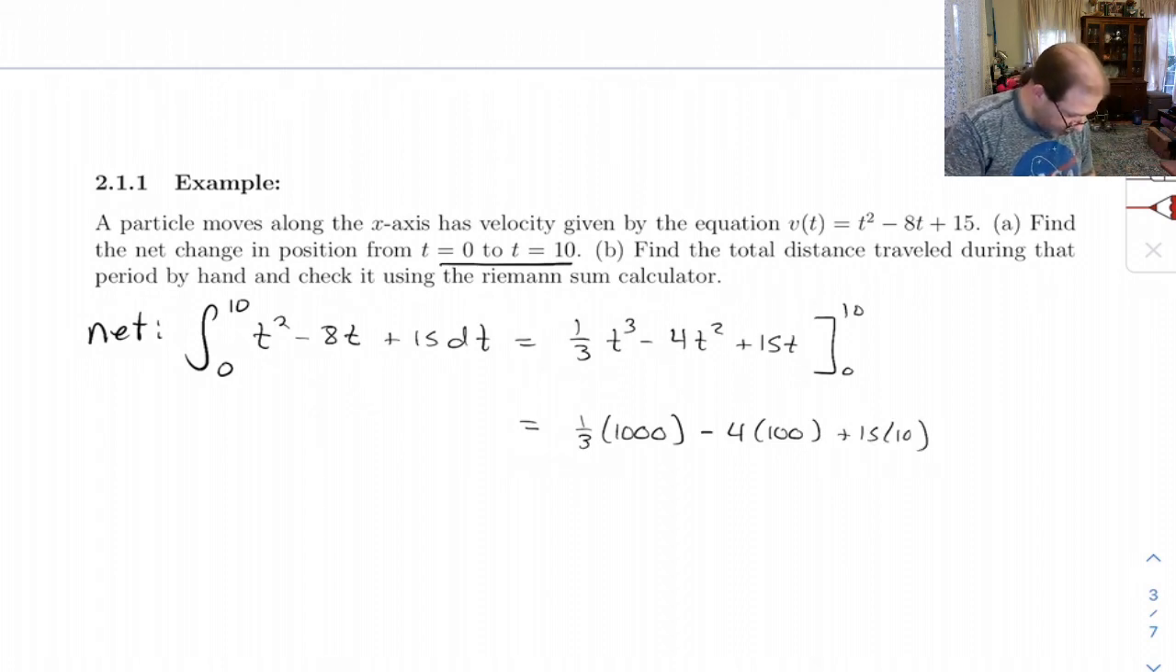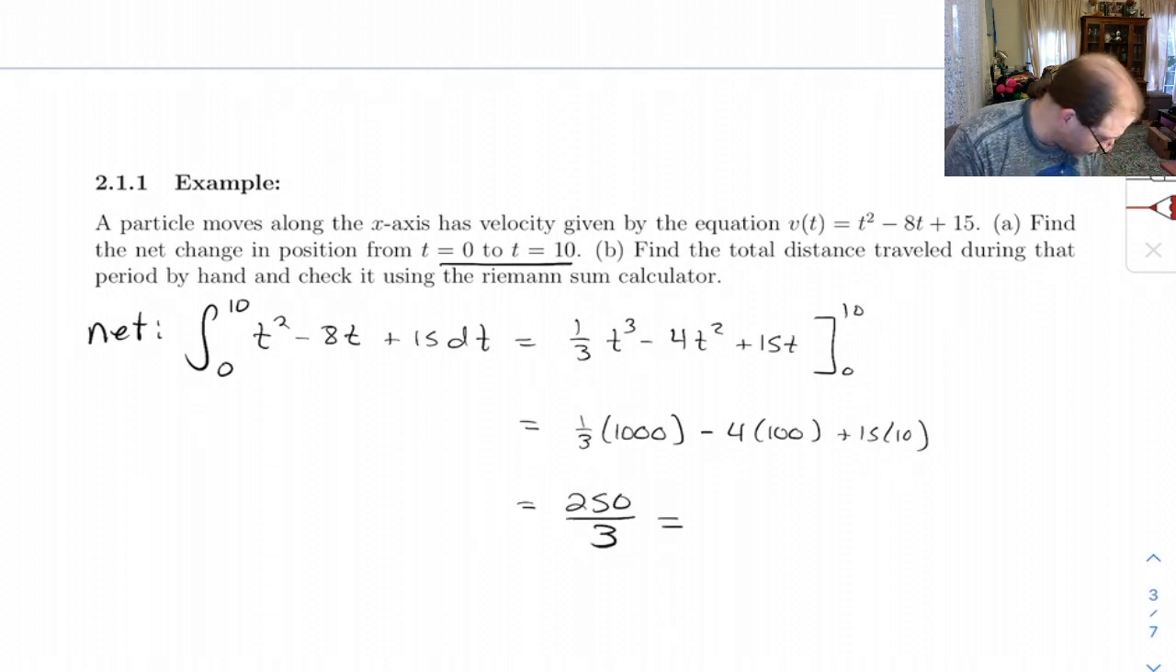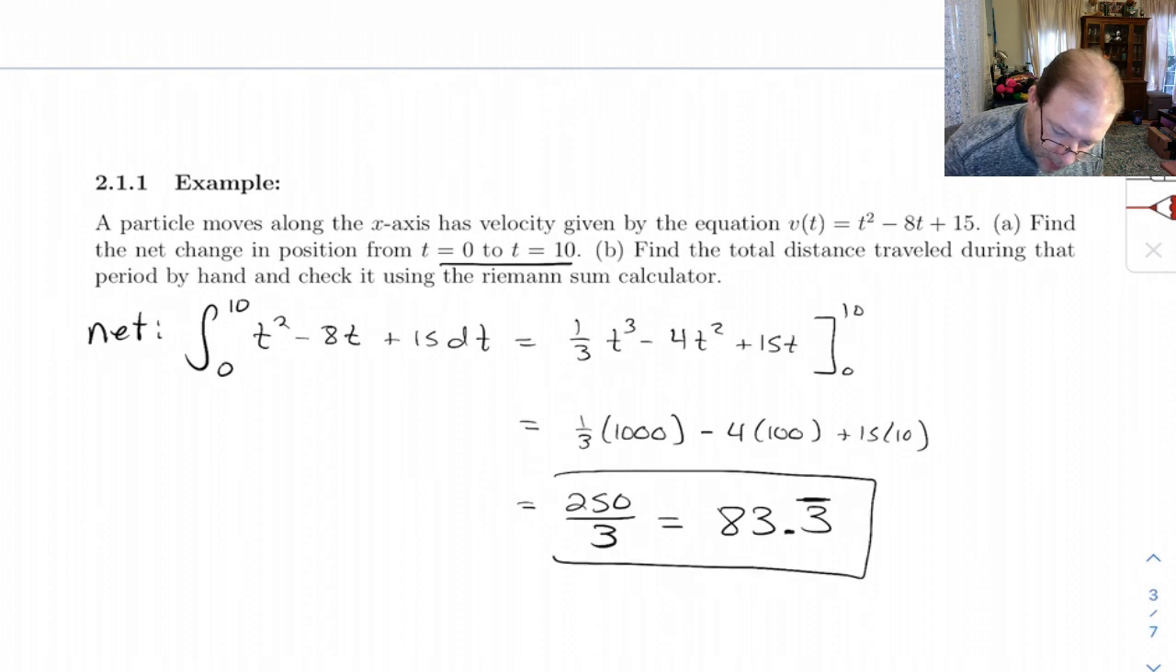1,000 over 3 minus 400 plus 150. That gives me 250 over 3. Or if you write that as a decimal, it's 83.3 repeating. All right.